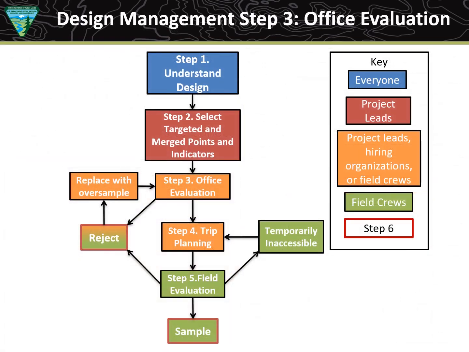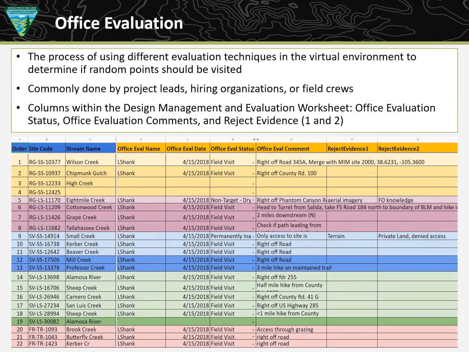Once targeted points, merged points, and indicators are selected by the project lead, the next step in the design management process is office evaluation. Office evaluation is the process of using different evaluation techniques in the virtual environment to determine if the random points within the sample design should be visited or replaced. This process is commonly done by project leads, hiring organizations, or field crews.